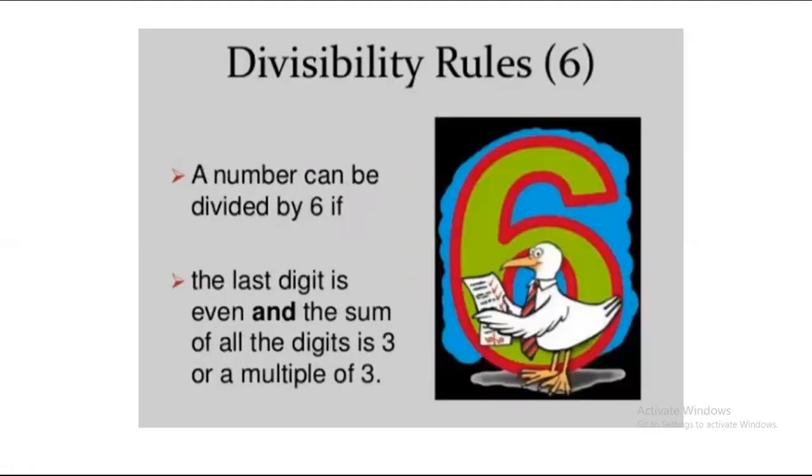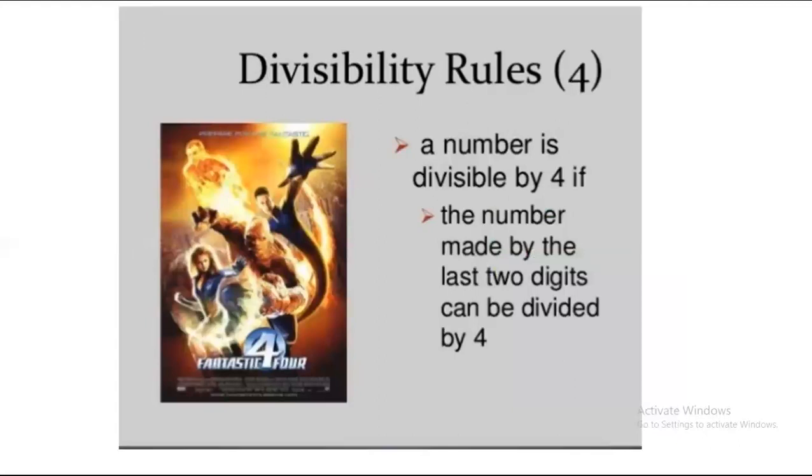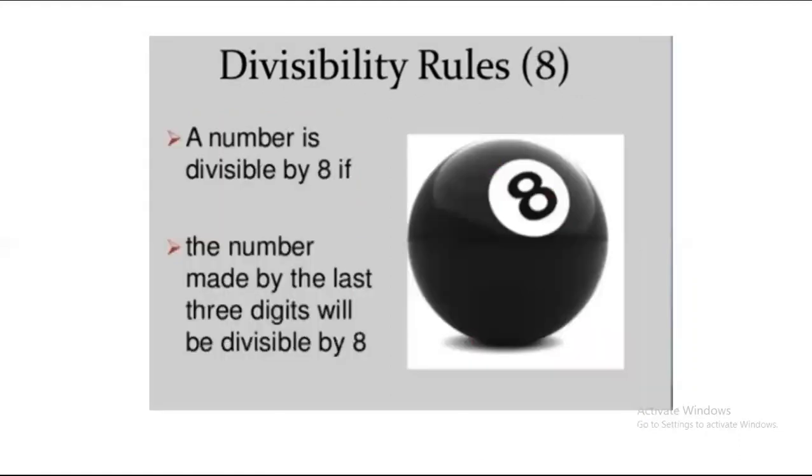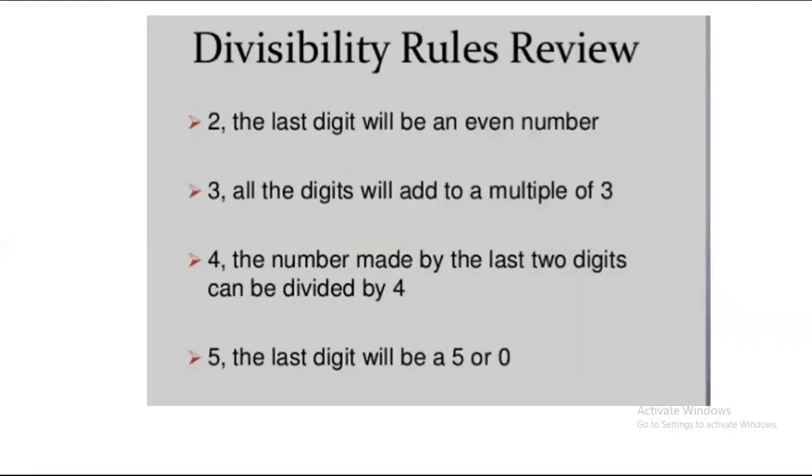Divisibility rule for 6. A number can be divided by 6 if the last digit is even and the sum of all digits is 3 or a multiple of 3, like if the number comes in the table of 3. Divisibility rule for 4. A number is divisible by 4 if the number made by the last two digits can be divided by 4. The rule for 8 is simple. If the last three digits are divisible by 8, only then can the number be divisible by 8.